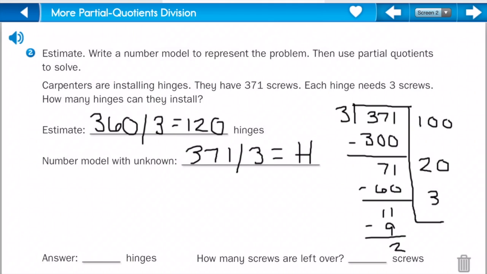But now, I need to add 100 plus 20 plus 3. So I know that that equals 123. So my answer is going to be 123 hinges, but I have 2 left over. 2 left over, okay?